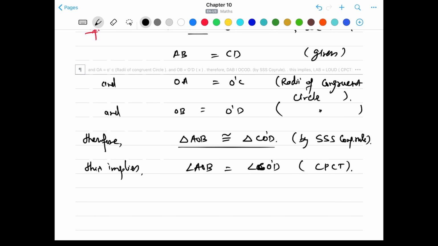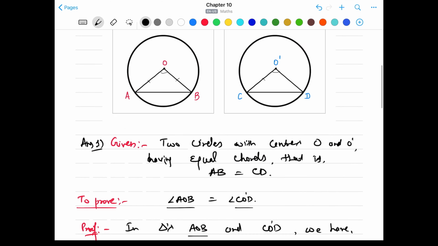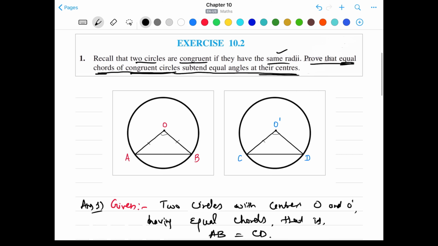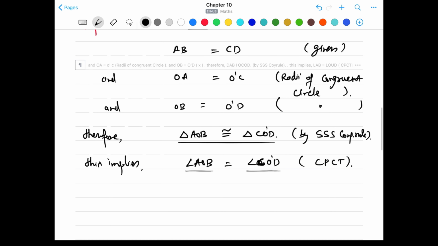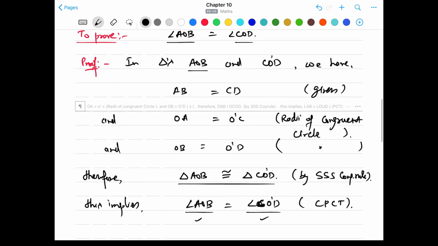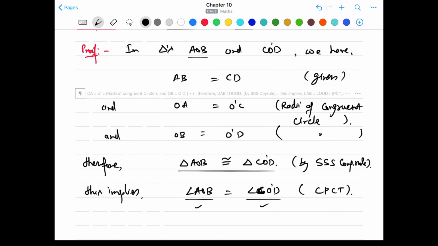Since we have proved that the triangles OAB and CO'D are congruent by the side congruence rule, their corresponding parts, that is angle AOB and angle CO'D, will also be equal. This is what we were asked to prove in question number 1, that the angles subtended by equal chords of congruent circles are equal. This is similar to theorem 10.1.